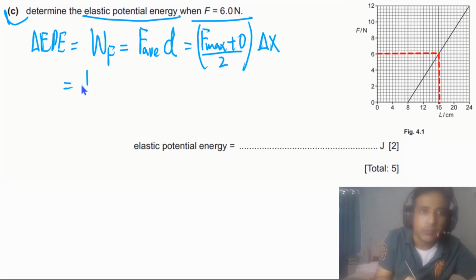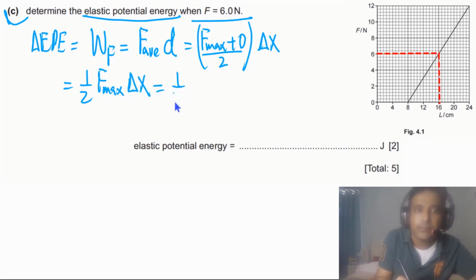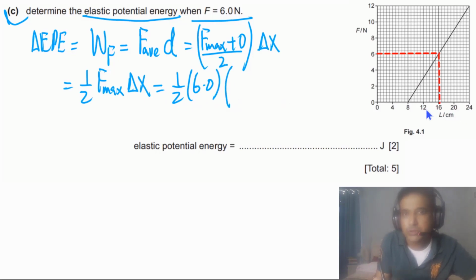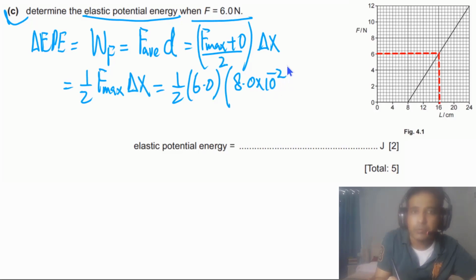So simply we can write 1/2 F max times delta x, and the value of F max is 6.0 newtons, and we can find delta x: 16 minus 8, which gives 8.0, multiplied by 10 to the minus 2, because this is given in centimeters. If we solve this one, our final answer will be equal to 0.24 joules. So this is the final answer.